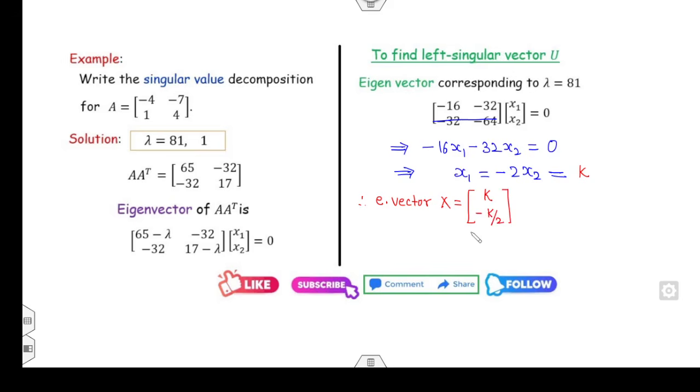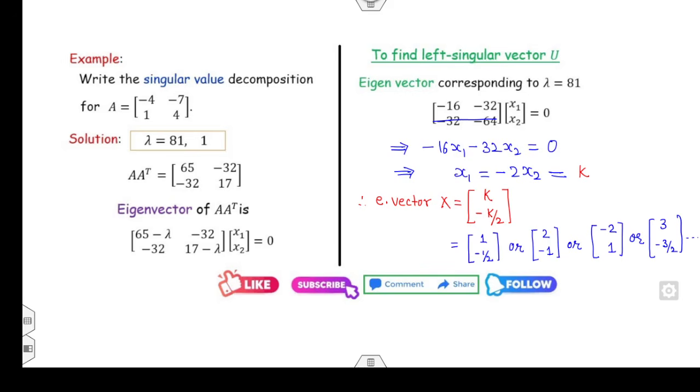Fine. अब आप k की कोई मर्जी की वैल्यू लीजिए. अगर मैं k को 1 ले रहा हूं, then this number will be 1 and minus 1 over 2. Fine. और अगर मैं k को 2 ले रहा हूं, then this number will be 2 and minus 1. Or if I choose k is equal to minus of 2, then this number will be minus of 2 and this number will be 1. अगर मैं k को 3 ले रहा हूं, then this number will be 3 and minus 3 over 2 and so on.